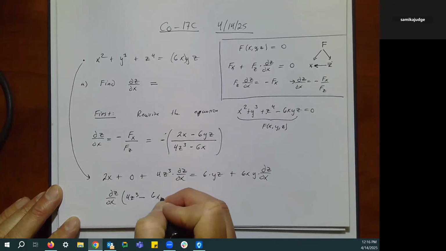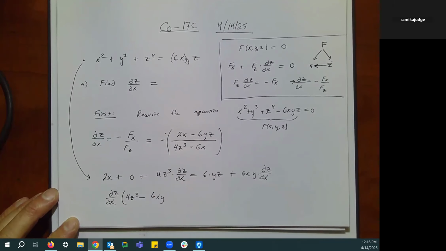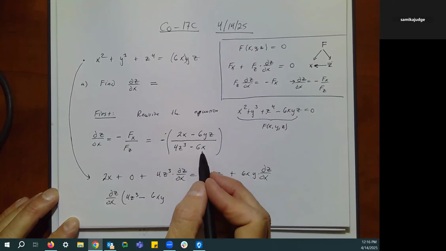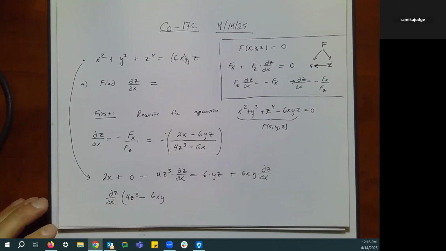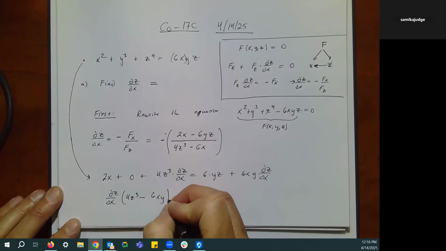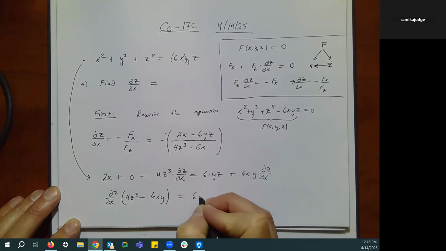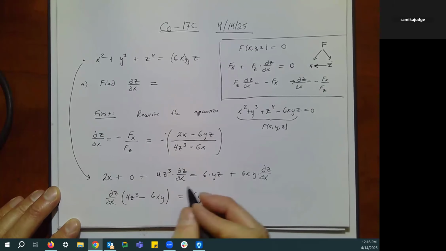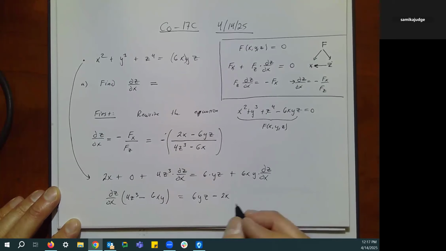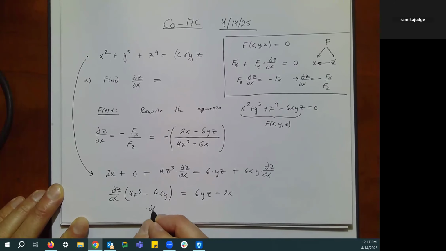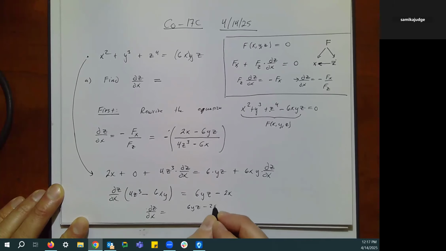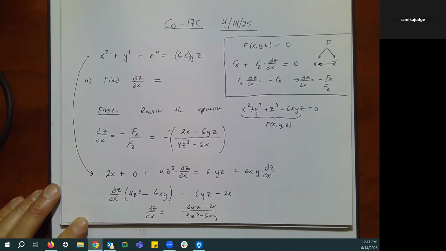Oh, looking pretty good. Are we looking pretty good? Did I make a mistake here? I did make a mistake here. So actually this is good to see the mistake I made. Going along here, del z del x times that is equal to 6yz minus 2x. If we divide by that, we should have gotten the same answer. Del z del x is equal to 6yz minus 2x over 4z cubed minus 6xy.